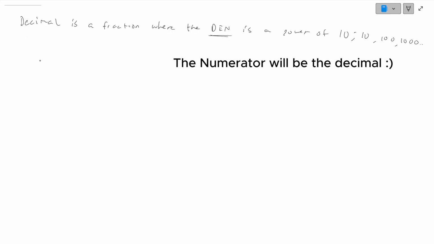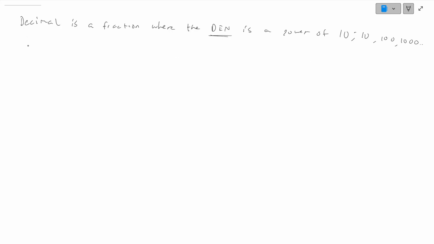Let us first start off by defining what a decimal is. A decimal is a fraction where the denominator is a power of 10. What do I mean by a power of 10? This is just 10 power 1, 10 power 2, 10 power 3, and so on. So if you have a fraction where the denominator is a power of 10, that is what we call a decimal.